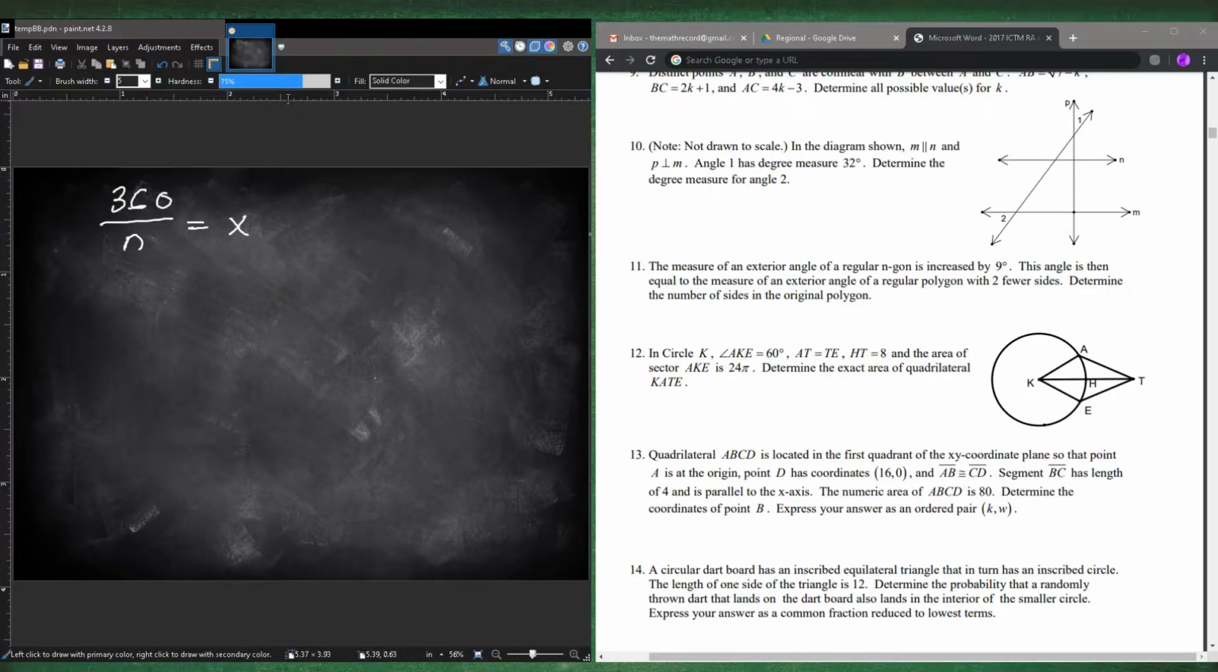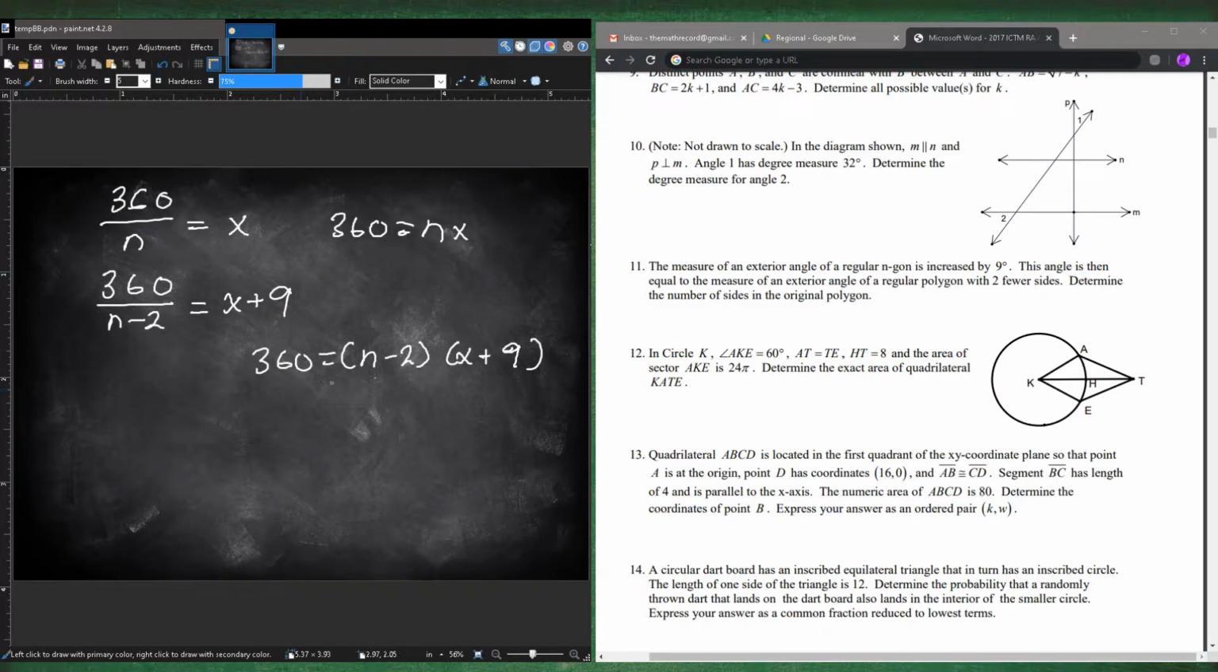Okay, so it tells us that this angle is equal to the measure of an exterior angle of a regular polygon with 2 fewer sides, right? So 2 fewer than n is just n minus 2, but it increased by 9 degrees, so it'd be x plus 9. Okay. So what I first do is 360 is equal to n times x, right? I just rearranged it. And you do the same thing for this. So it's 360 is equal to n minus 2 times x plus 9.